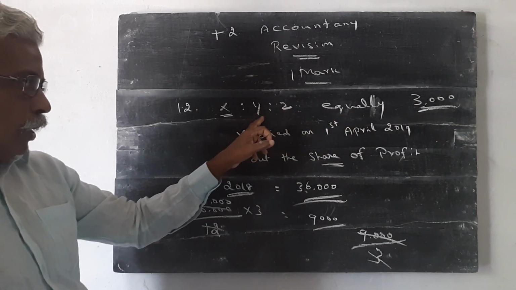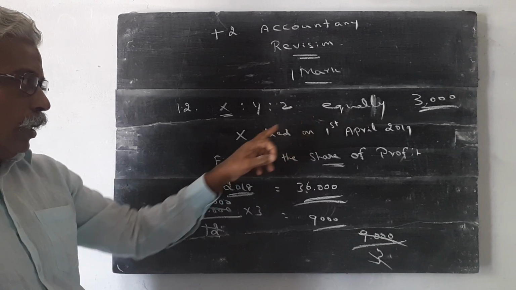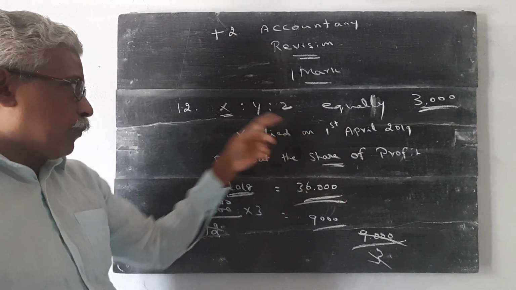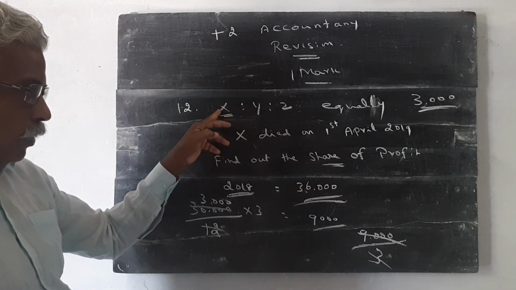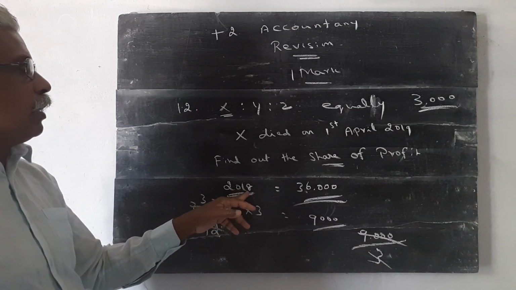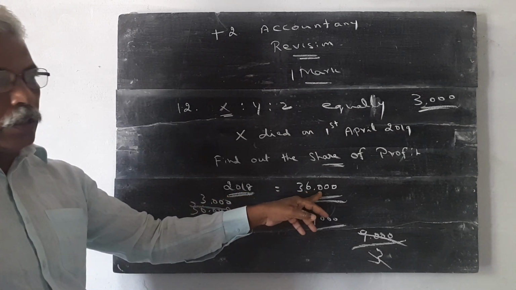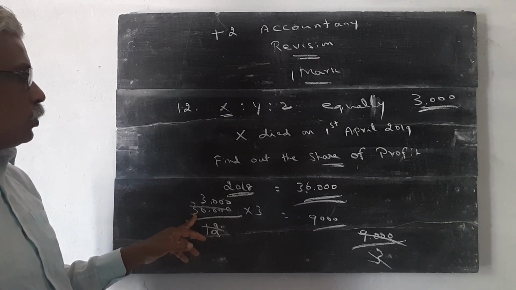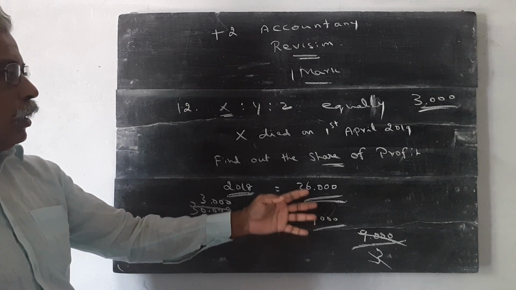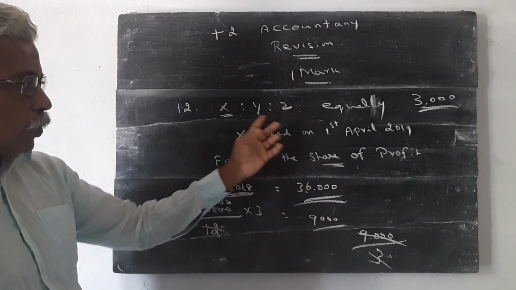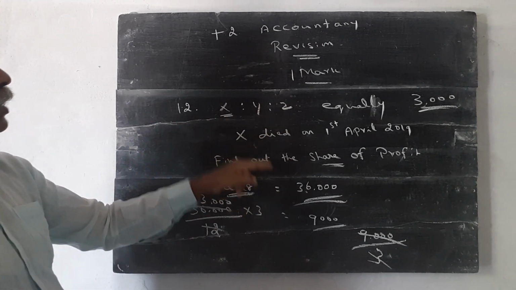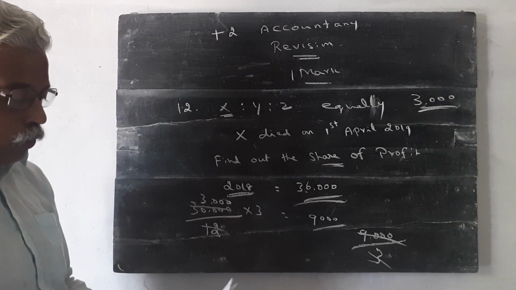Once again, X, Y, Z are partners sharing profit equally. X died on 1st April 2019. Find out the share of profit of X. The profit is calculated on the basis of previous year's profit. In the year 2018, they earned a profit of 36,000. The 1 year profit is 36,000. So, 3 months profit is equal to 9,000. Out of 9,000, only 1/3 portion comes to the hands of the deceased partner. So, 9,000 divided by 3 is equal to 3,000.